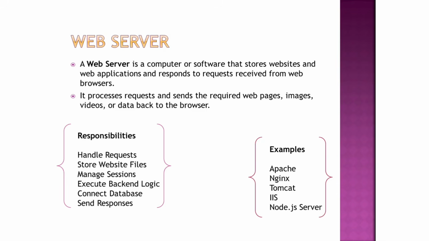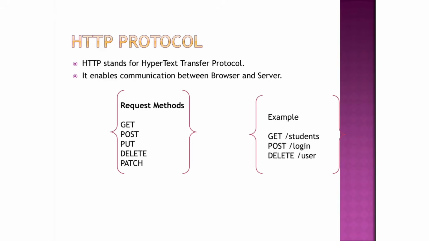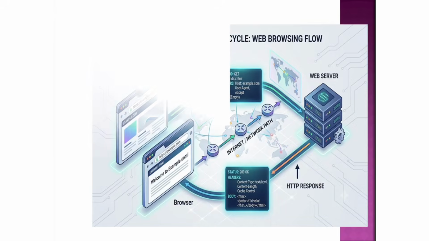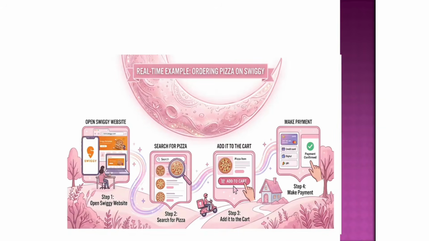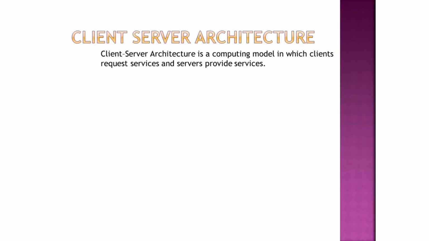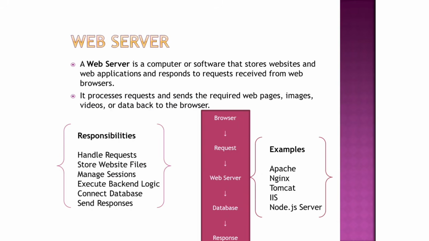Next, responsibilities of a web server. Now let us understand this. First one, handle request. The server receives request from browser. For example, when the user clicks the login button, the request first reaches the web server. Second one, store website files. The server stores all website files in one place. These include HTML, CSS, JavaScript, images, videos, and documents. Whenever a user requests these files, the server sends them.